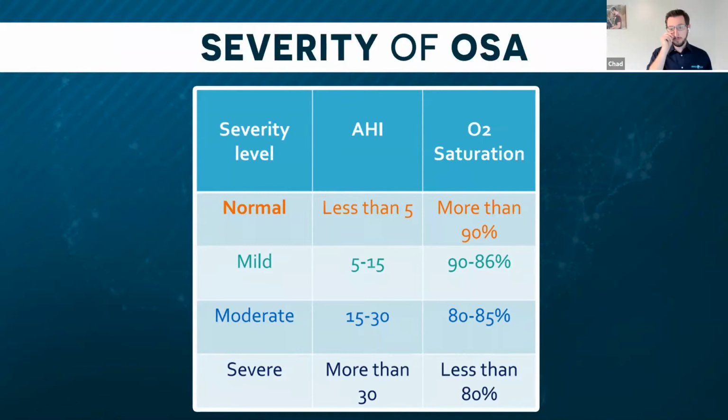is 5 to 15 events per hour. So 5 to 14.9 is considered mild, with 90 to 86% oxygen saturation. And then moderate is 15 to 29.9 events per hour.